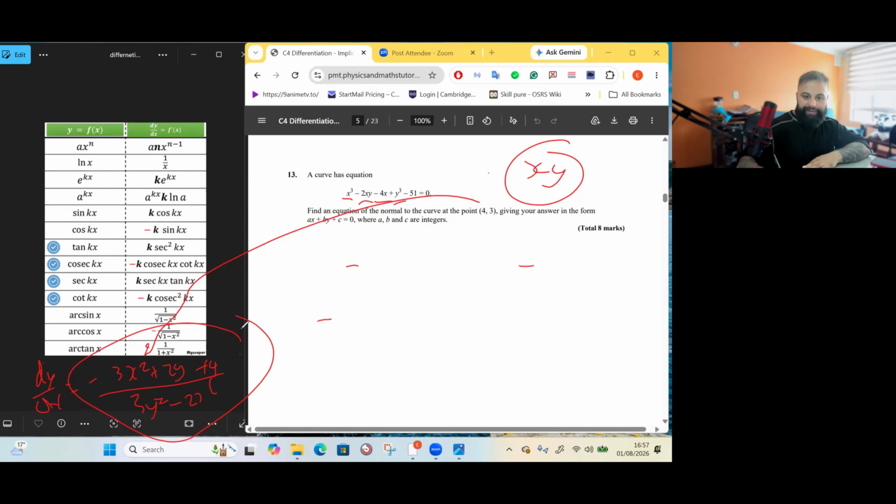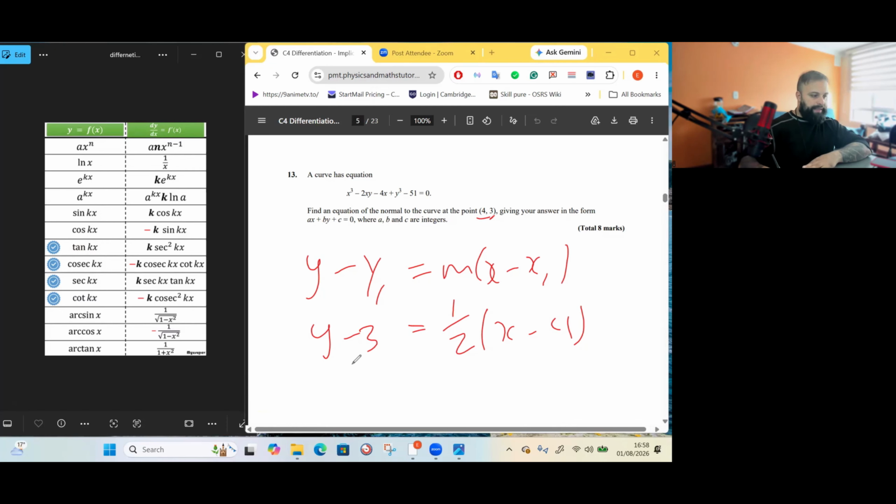and you substitute y equals 3 into the equation. So you get something that looks like this, and the gradient is equal to minus 2. So they say the normal, so you do minus 1 divided by the gradient over there, minus 2, which is equal to a half. So we know what the gradient is. It's a half. We know what the x coordinate is. And we know what the y coordinate is, 3. So we get something that looks like that.